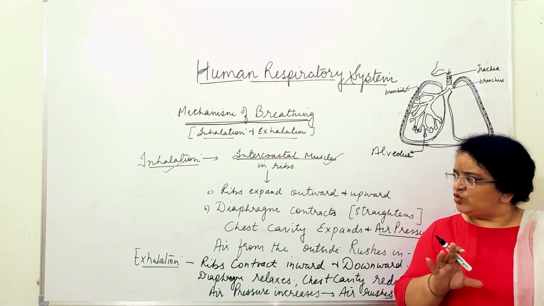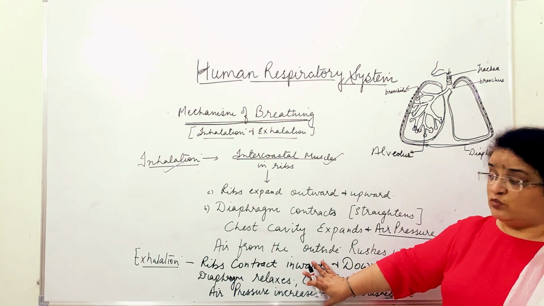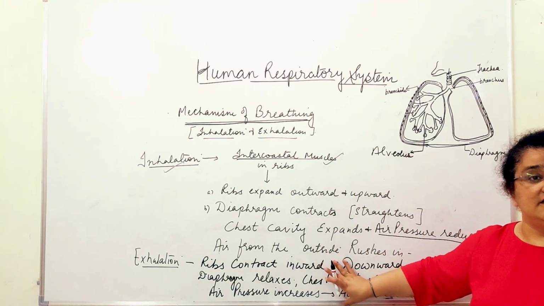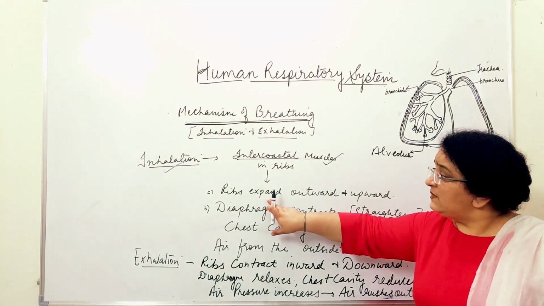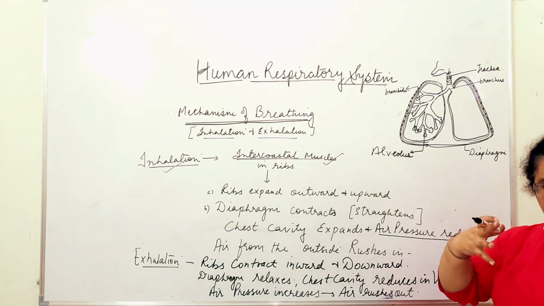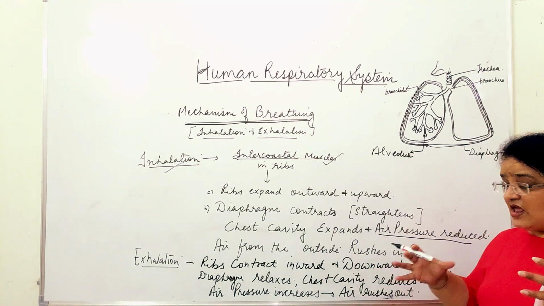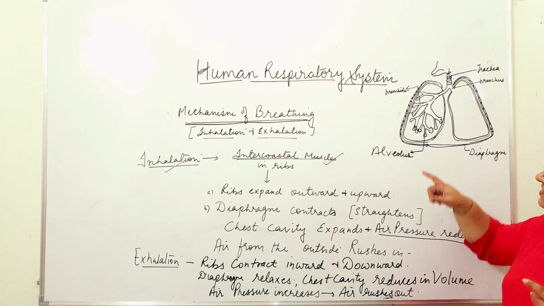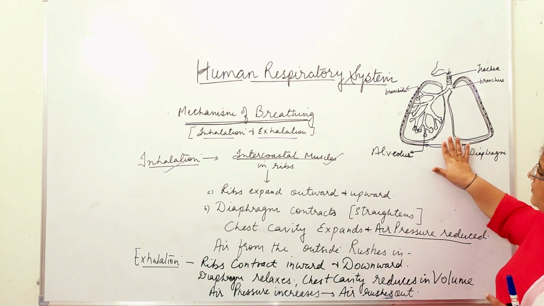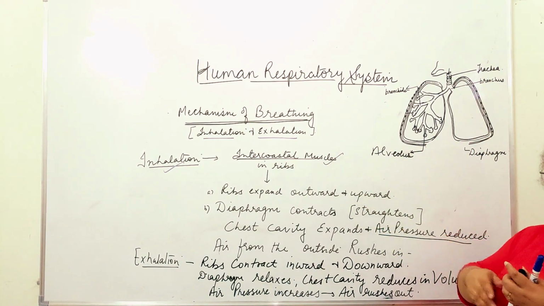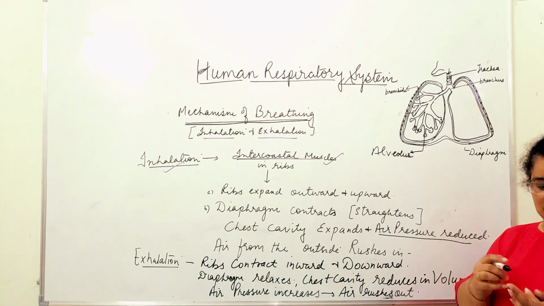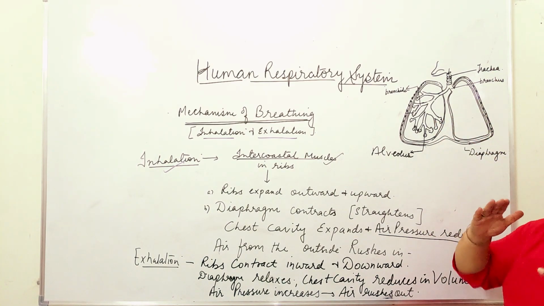One thing very important to note, you don't have to learn exhalation separately. Once you understand inhalation, just the opposite events take place in exhalation. How? Now see, here ribs expand outward and upward. Now in exhalation, ribs contract inward and downward. So there is a reduction in the chest cavity, and the diaphragm will not contract, now it will be relaxed, and it will sink and come into its original position, that is, it will relax. So this reduces the cavity of the chest.